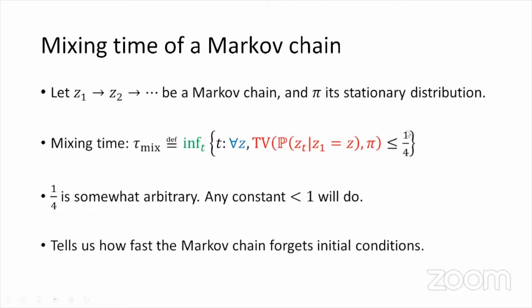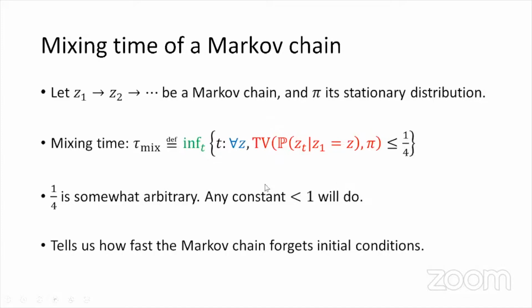Again, there is nothing important about this constant 1 over 4. We can replace it by any other constant, and in general, the resulting tau mix parameter is only logarithmically dependent on the constant that you put here.